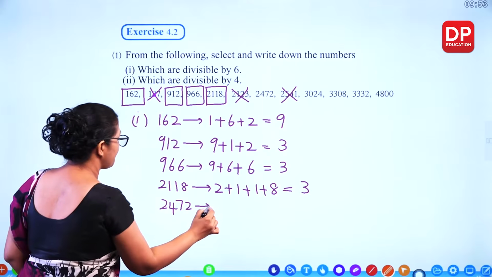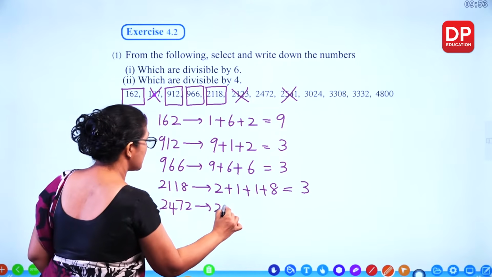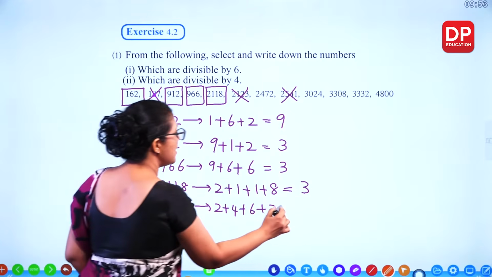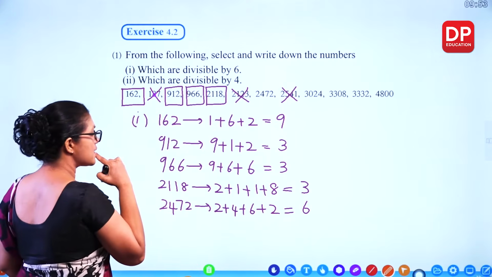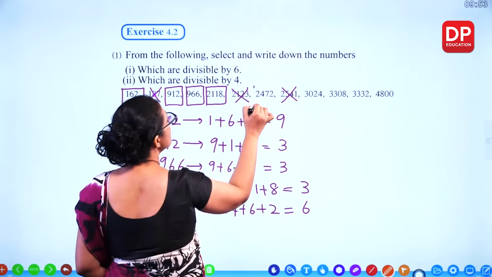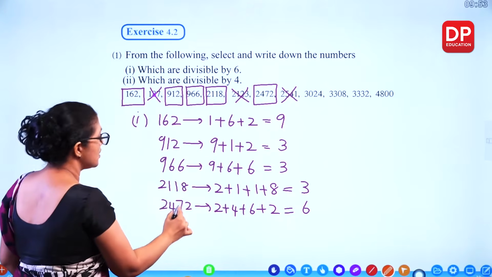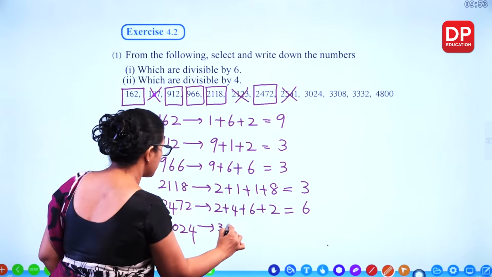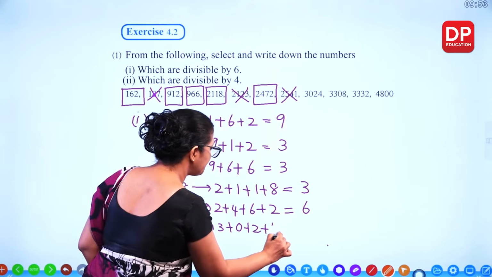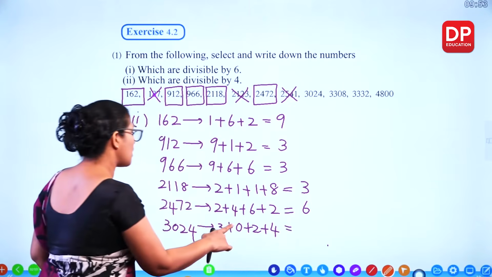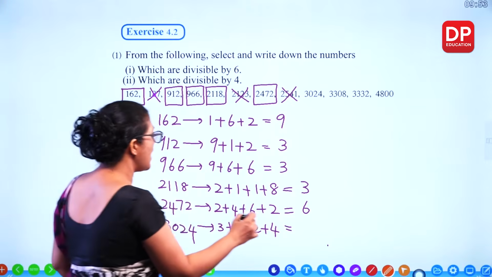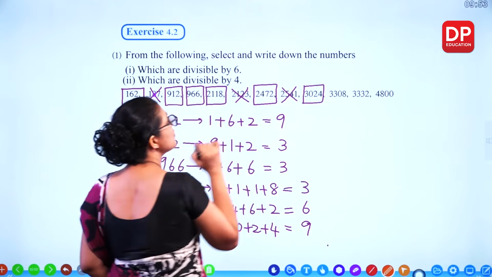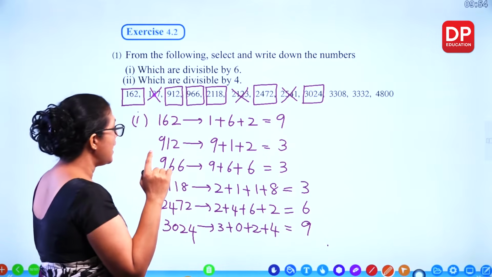2472. 2 plus 4, 6. 6 plus 7, 13. 13 plus 2, 15. 15 means 6. So that's also possible. 3024. 3 plus 0 plus 2 plus 4, 4 plus 2, 6. 6 plus 3, 9. So that's also divisible by 3 and 2. 3308.